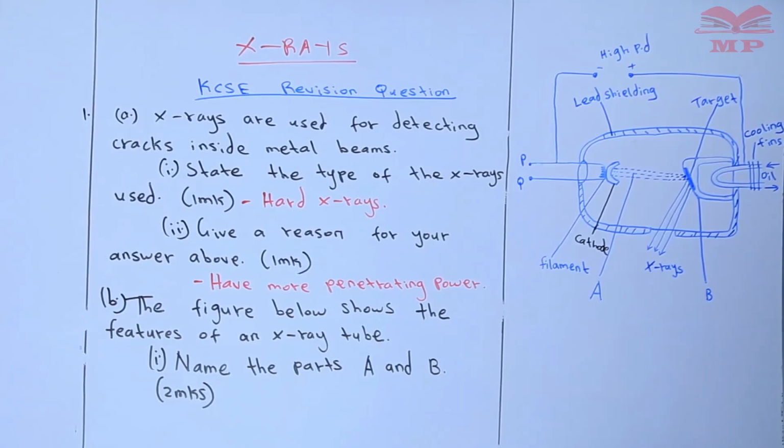Those are the electrons, or the electron beam, or we can say that they are the cathode rays. If you say cathode rays, you are still correct. The cathode rays. That is A. Then we can move on.